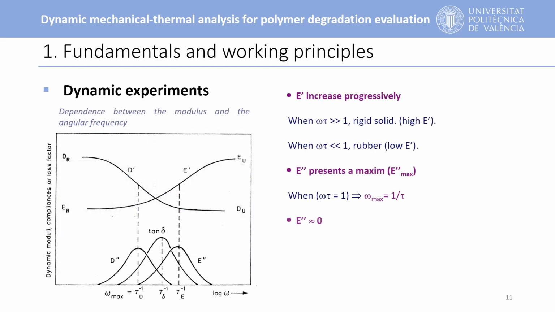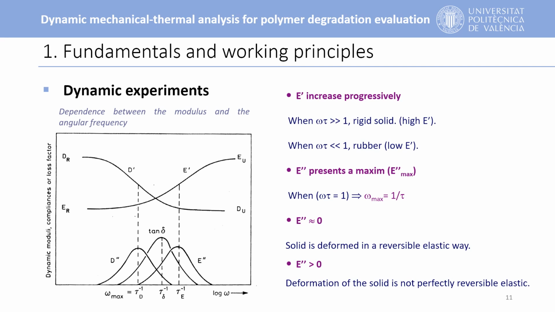In dynamic experiments, the variation of the curves can be understood as follows. If the storage modulus increases progressively, it can be ascribed to a rigid or rubbery solid according to the value range. If the loss modulus presents a maximum, at this point the perturbation frequency coincides with the relaxation time of the material. If the loss modulus is 0, the solid is deformed in a reversible elastic way. Finally, for loss modulus larger than 0, the deformation of the solid is not perfectly reversible elastic.